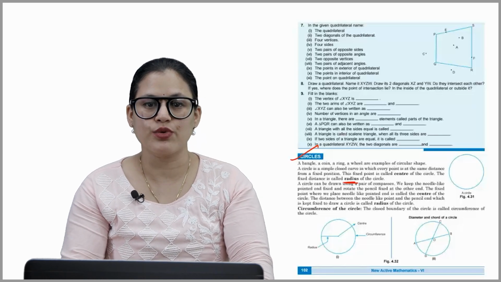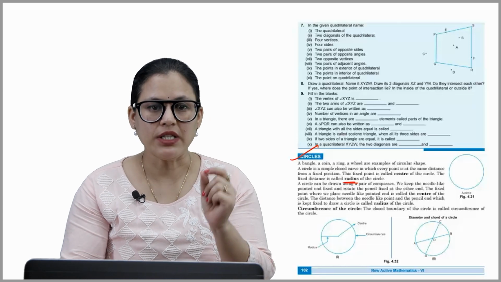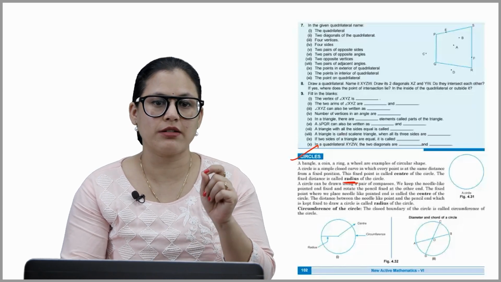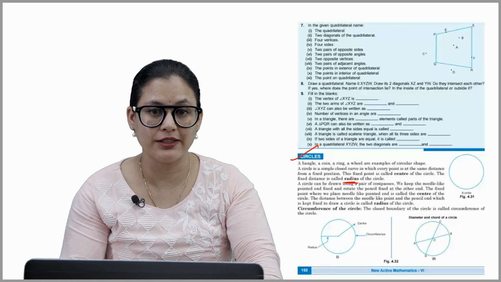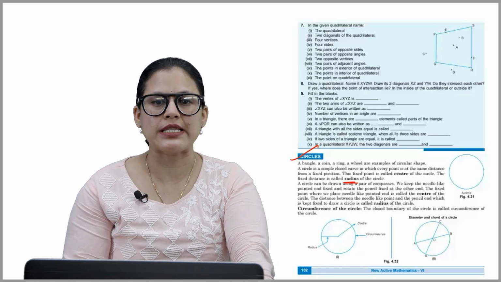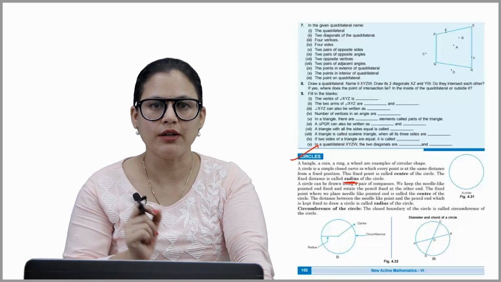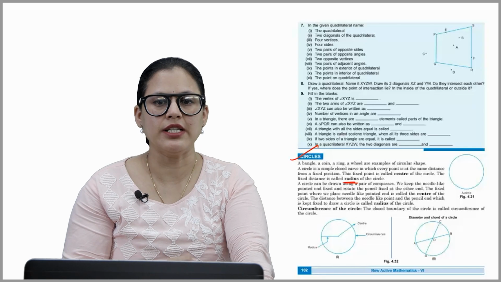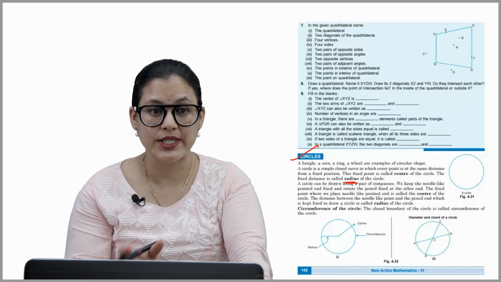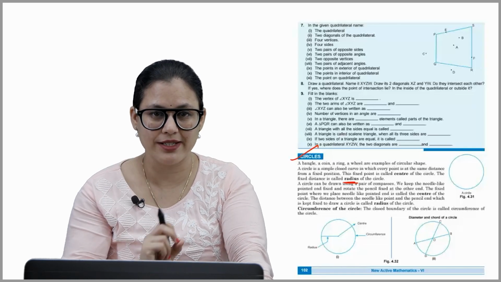A circle can be drawn using a pair of compasses. We keep the needle-like pointed end fixed and rotate the pencil fixed at the other end. The fixed point where we place the needle-like pointed end is called the center of the circle. The distance between the needle-like point and the pencil end, which is kept fixed to draw a circle, is called the radius of the circle.